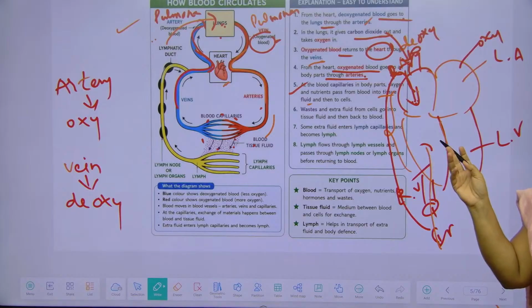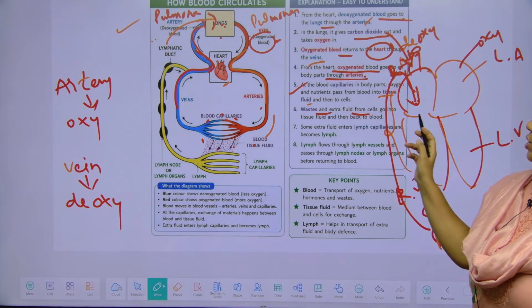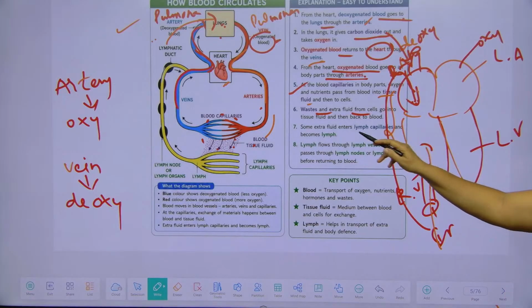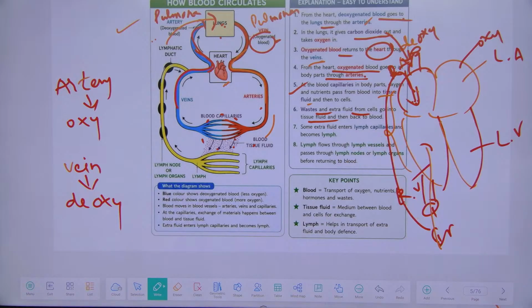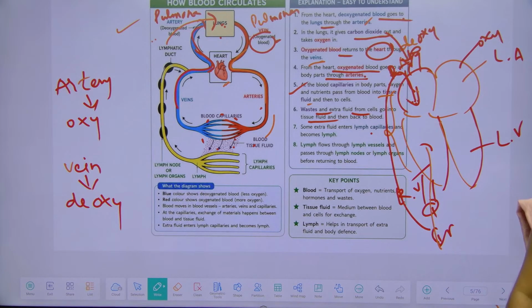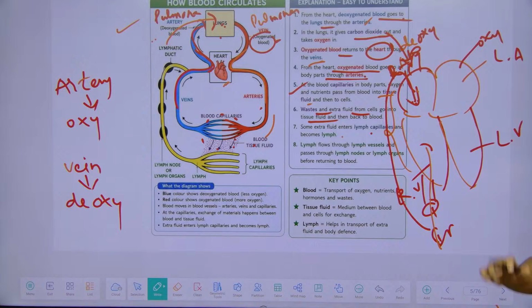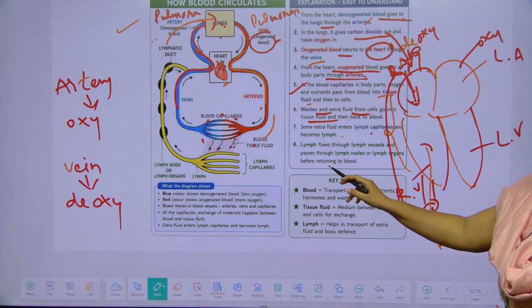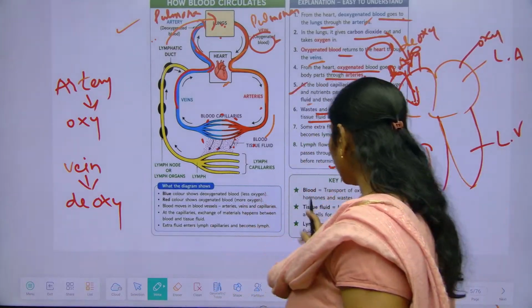There, what is happening? Metabolic activities take place, and waste and extra fluid from cells go into where? Tissue fluid, as we have just discussed how tissue fluid is formed. So this tissue fluid is extracted to where? To the lymph capillaries, and again from the lymph capillaries to the lymph organs. Again from the lymph organs, where does it have to go? It has to be returned to the blood itself. Is this clear till here?